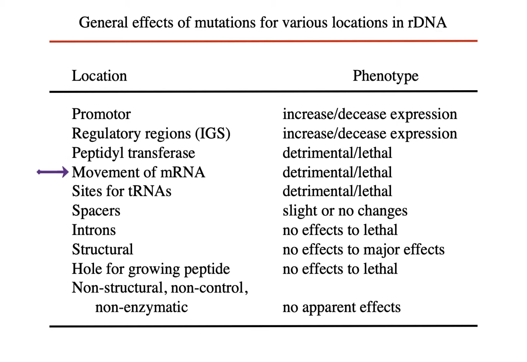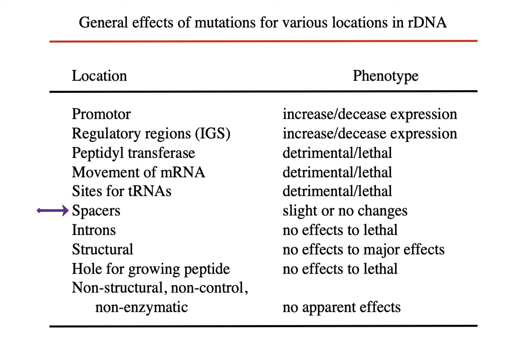Movement of the mRNA, which is caused by GTP-aided movement of the small subunit, that can also have very detrimental effects on translation and survival of the organism. If there are mutations that affect where the tRNAs fit and sit, that's also very detrimental or lethal to the organism.